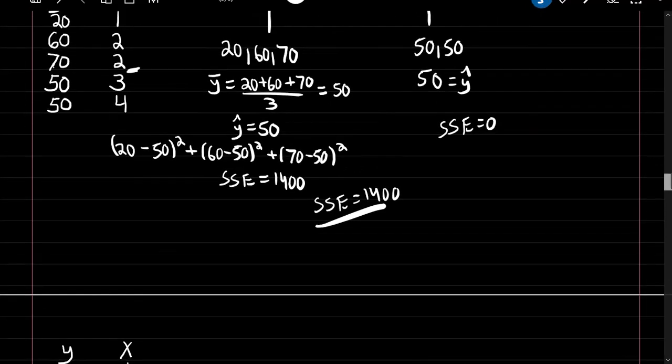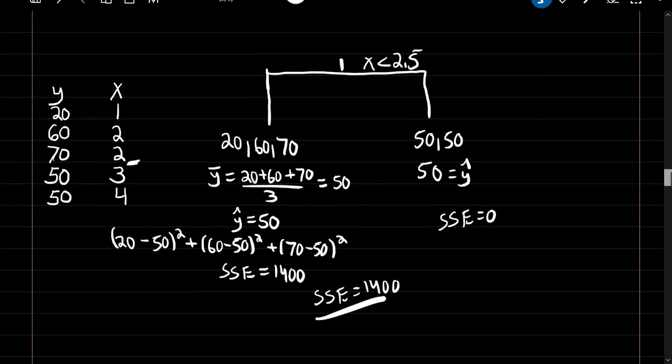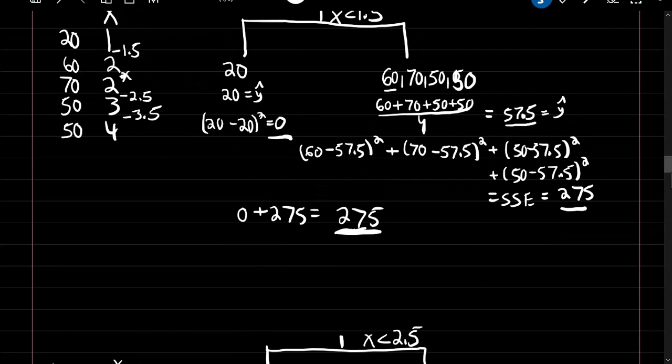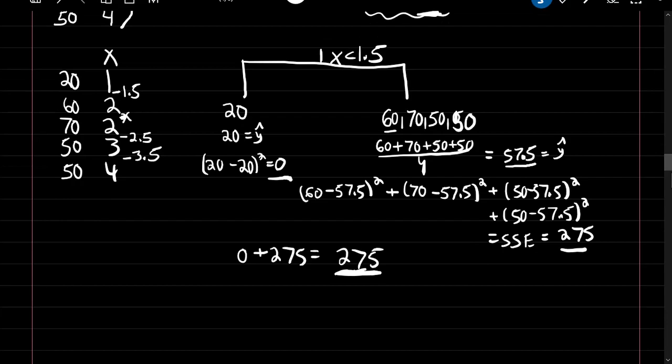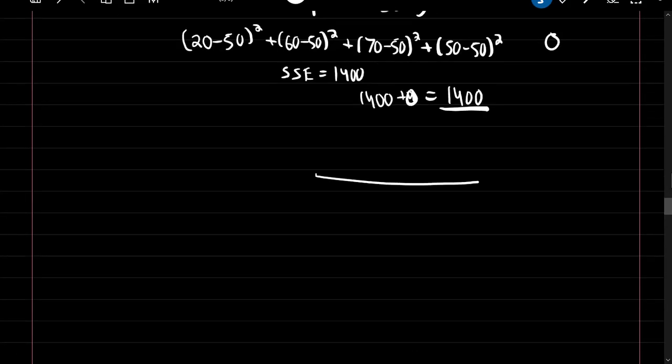So if we compare our three possible splits, we're going to have 1400, 1400, and 275. So from this, we can conclude that the best split for our data would be that x is less than 1.5. So our final model for using only one split would be that x is less than 1.5.